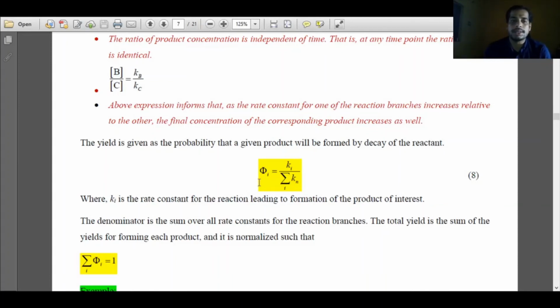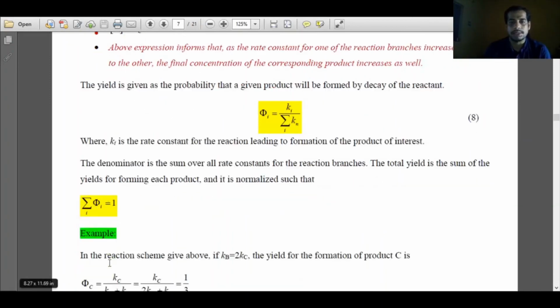Now, to normalize the situation, it is generally taken that the quantum yield or total yield is equal to 1. So the sum over all the yields is equal to 1. This is a normalization condition. So the maximum yield is 1, and the yield of all those species can be either less than 1 or at most equal to 1. This is a normalization condition, that's it.